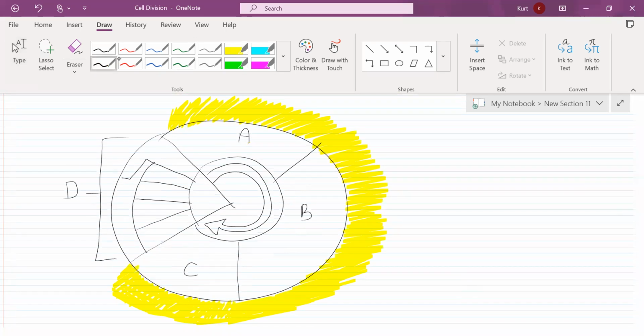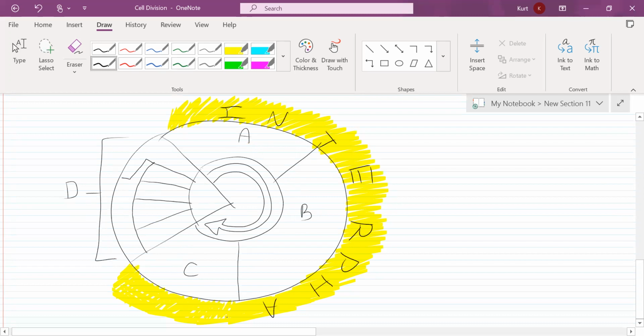All of that is interphase. So I'm going to really spell it out here. I, N, T, E, R, P, H, A, S, E. Interphase. All of that. Now, interphase has three main parts. You have part A, B, and C.